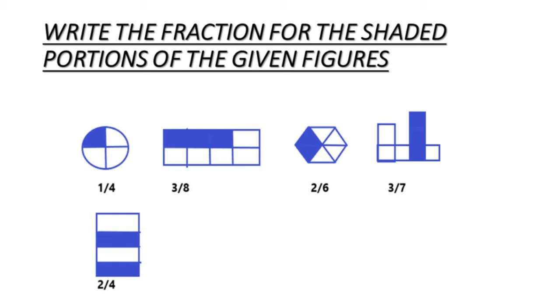Third one, hexagon. The hexagon has been divided into 6 equal parts and 2 parts are shaded. So we have to write 2 by 6 as the fraction. In the next picture, there are 7 equal parts given and 3 among them are shaded. So we can write 3 by 7 as a fraction. Next one, a rectangle has been divided into 4 equal parts. So 2 parts are shaded. So we have to write 2 by 4 as a fraction.